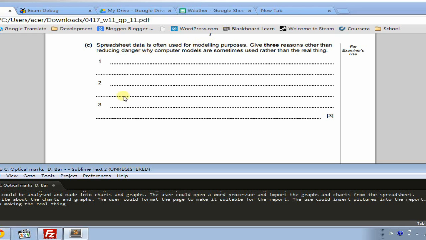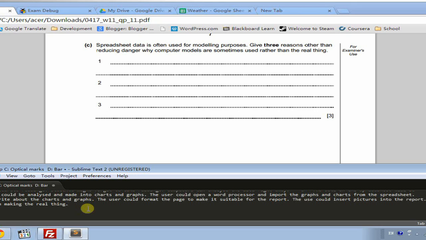So spreadsheet data is used for modeling purposes, so it's cheaper than making the real thing. So let's say I have a spreadsheet modeling where my cars are going to go. Let's say I work in the transport industry and I have trucks and cars that transport things around the country. I can work out fuel calculations, I can work out other calculations to see what's going to happen without trying it in real life and seeing if it works. And that way I can work out the most effective thing. So it's cheaper than the real thing.